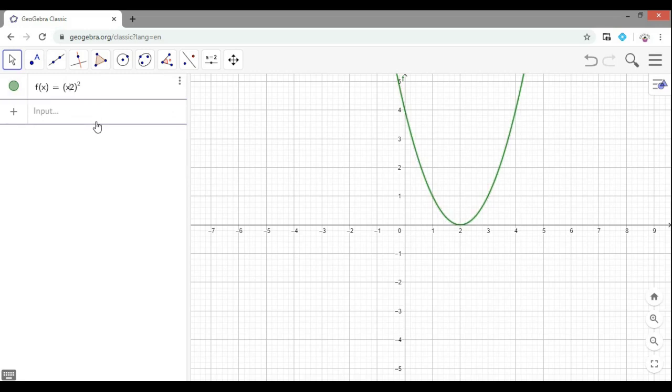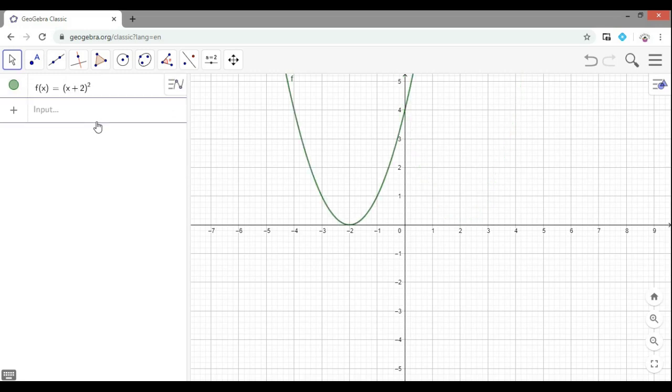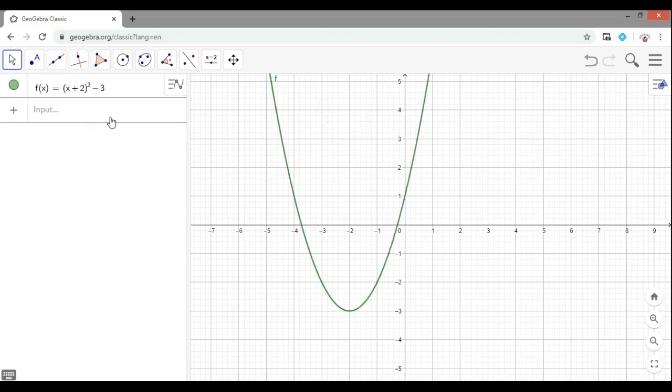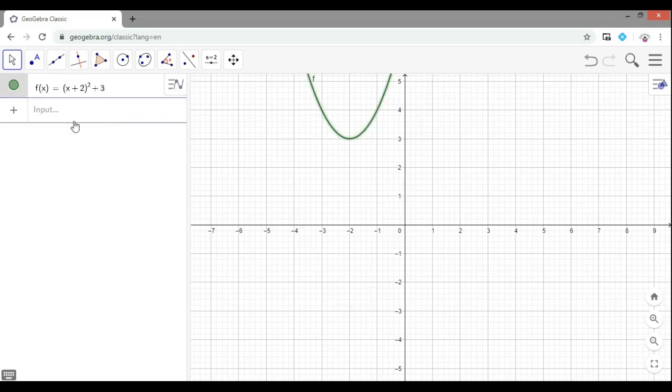And then if you add something, the graph will go up; if you subtract, it will go down. So if I make it plus 2 whole square, it will move towards minus 2 comma 0. Then if I add plus 3, it will go up, and the vertex goes to the coordinate minus 2 comma 3. If I make it minus 3, it will go down, becoming minus 2 comma minus 3, and the graph cuts the x-axis at 2 points. So this is the case of 2 solutions. Now with plus 3, the graph goes upward to minus 2 comma 3, and it doesn't cut the x-axis, so it has no solution.